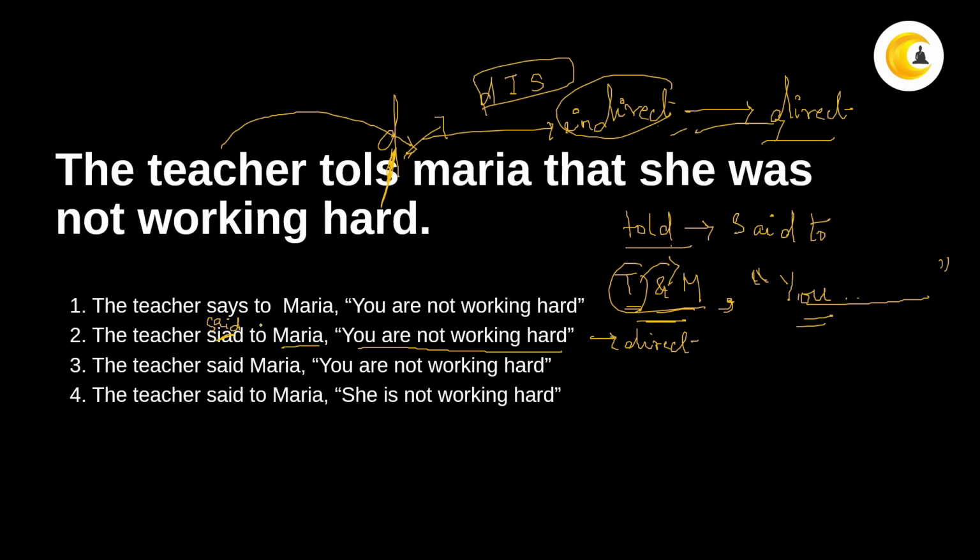So the teacher said to Maria, you are not working hard. The others, if you look, say to is incorrect. Told converts to said to always. Teacher said Maria, no, it has to be said to. Teacher said to Maria, this part is correct. When the teacher calls Maria and tells her she is not working hard, she'll say, you are not working hard, right? That is why, because we are quoting the exact sentence. Don't forget that. So your answer is option number 2: the teacher said to Maria, you are not working hard.